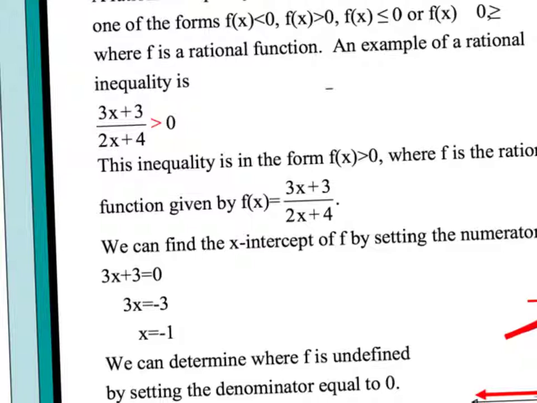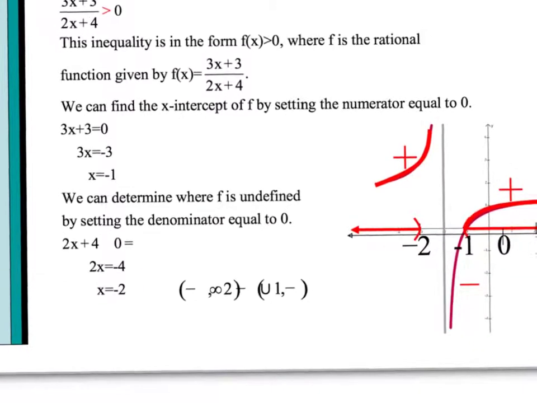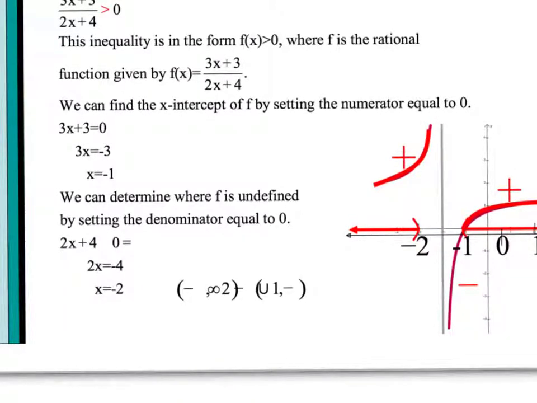This inequality is in the form of the polynomial is greater than 0, where f is the rational function given by the following. Okay, we can find the x-intercept of f by setting the numerator equal to 0. Remember, I was saying in the previous section, if I have a fraction equal to 0, and I'm trying to isolate my variables, and I multiply the bottom by 0, it's always going to 0 out, right?